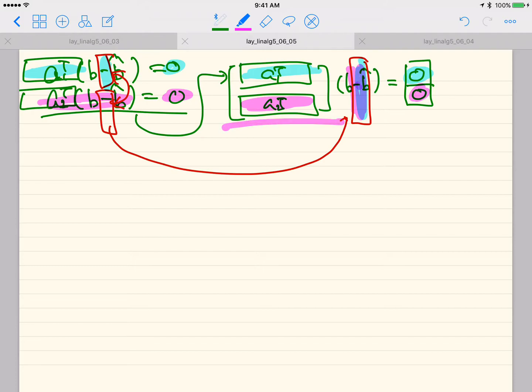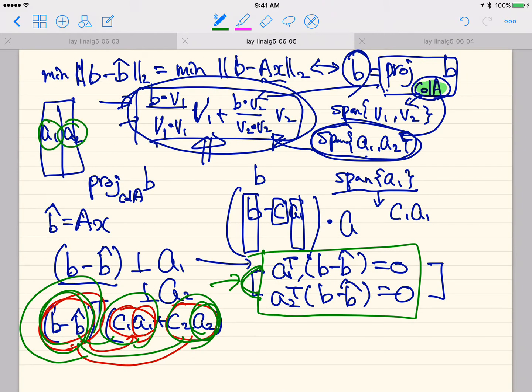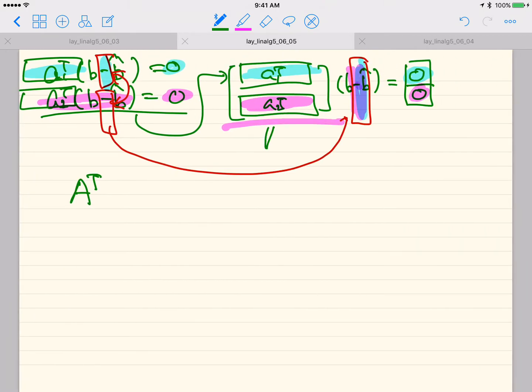So this stacked matrix is now A transpose, right? Because the columns of our matrix A were composed of A1 and A2, right? This was our original matrix A. So this part will be A transpose, okay?